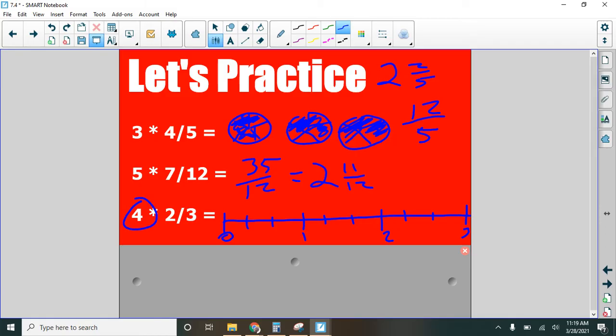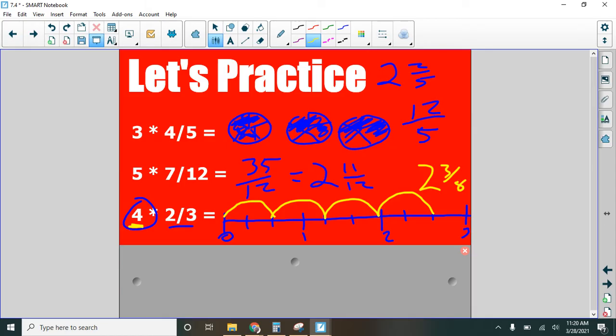And now we're going to make 4 jumps. And each jump, we're going to go 2/3. So let's change this in color and go. See, there's one group. See, I got to do 4 jumps. 1, 2, 3, 4. What's my answer? My answer is 2 and 2/3. Okay, 2 and 2/3, which I would write like this.